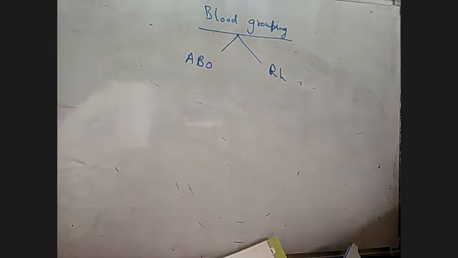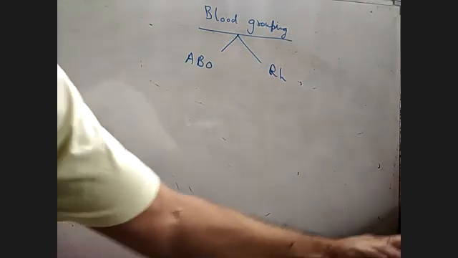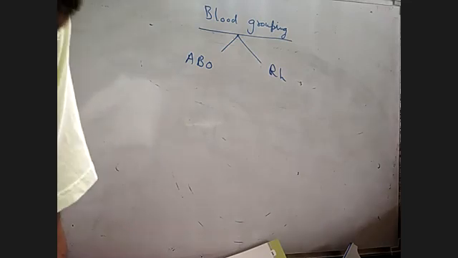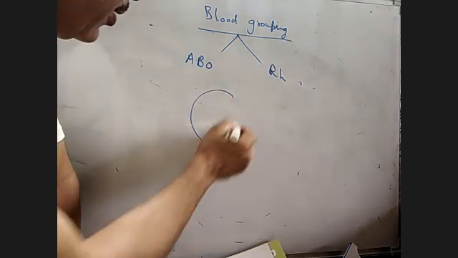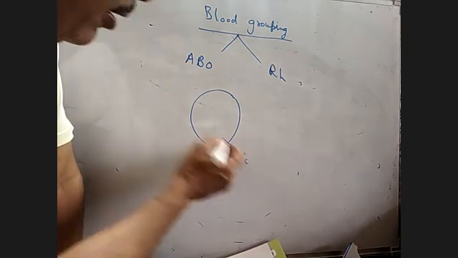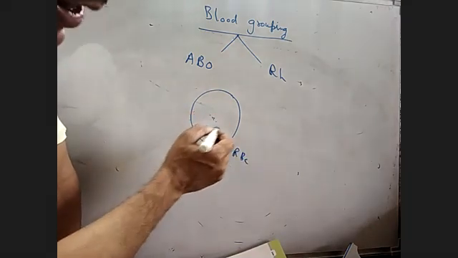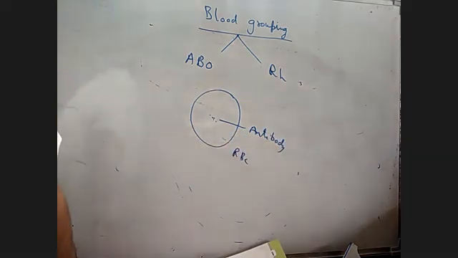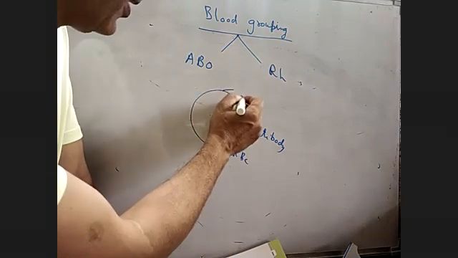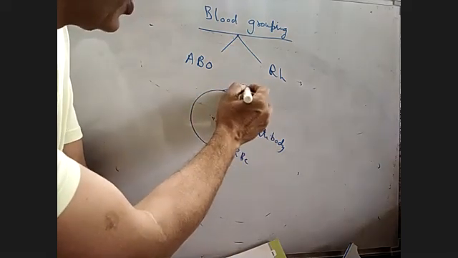ABO grouping is based on the presence or absence of two types of surface antigens. Suppose we take a red blood cell, an RBC. Inside the red blood cell we have the antibody, and antigens are found at the surface.